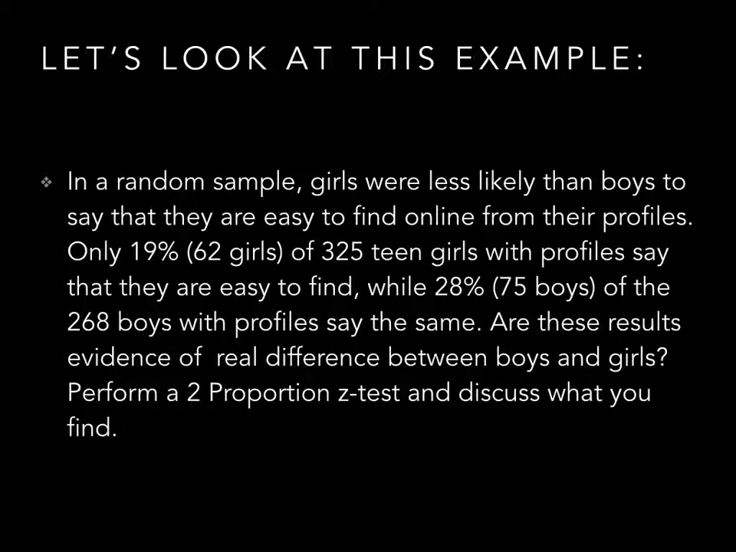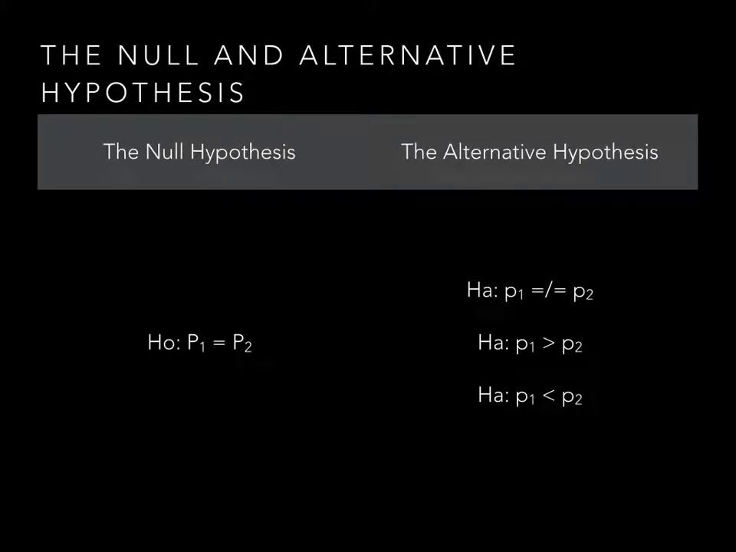With any hypothesis testing, we start off with our hypotheses. For two proportion hypothesis testing, our null hypothesis would be that P1 equals P2, because we're assuming there is no difference. If there's no difference, they should equal each other, like 2 equals 2, 5 equals 5. There's no difference between 5 and 5. So if there's no difference between P1 and P2, they should be the same thing.